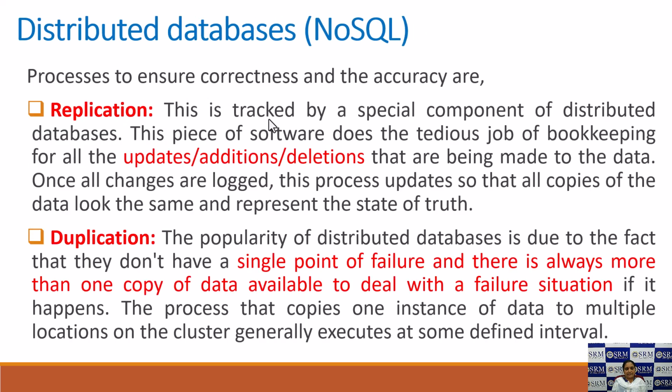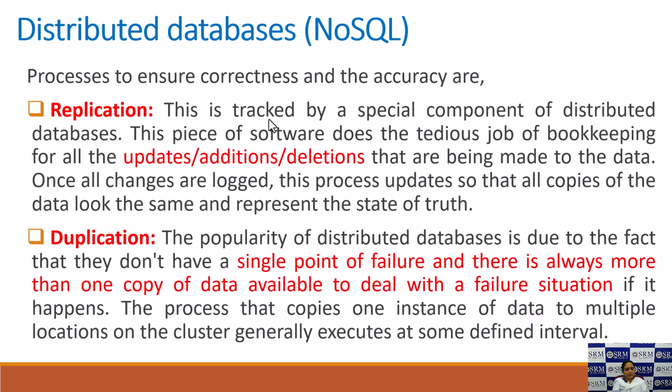It is tracked by a special component of the distributed database. This piece of software does the tedious job of bookkeeping for all the updates. Normally in the cloud, we go for replication of data. All our Gmail accounts are replicated and kept somewhere on the servers, maybe 3 times. Why? Because there is no single point of failure when we keep data in various nodes, and similarly we should have replicas of data so that at no point there will be a failure. All the updations, additions, and deletions get applied to the replica of the data.